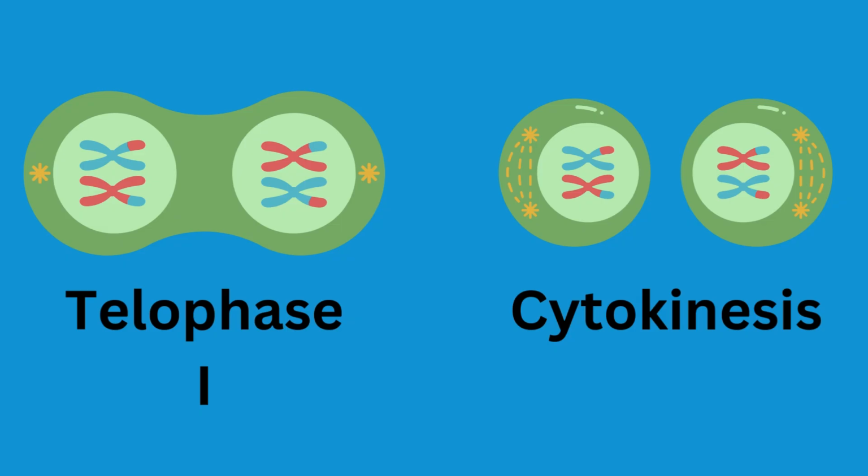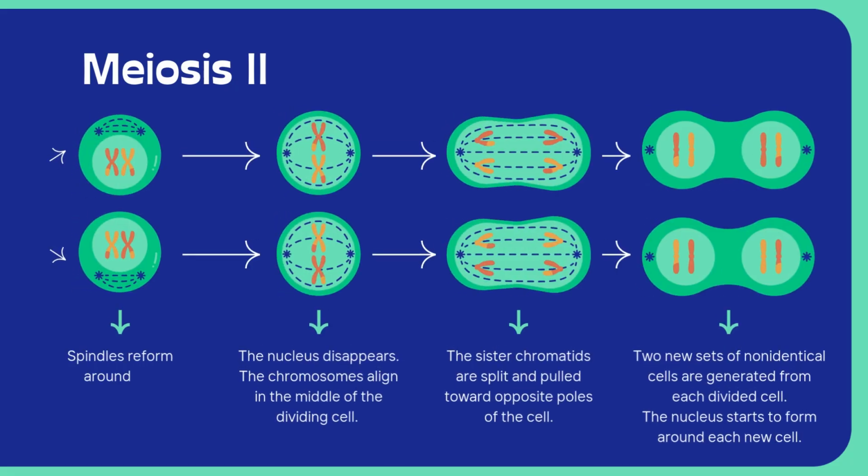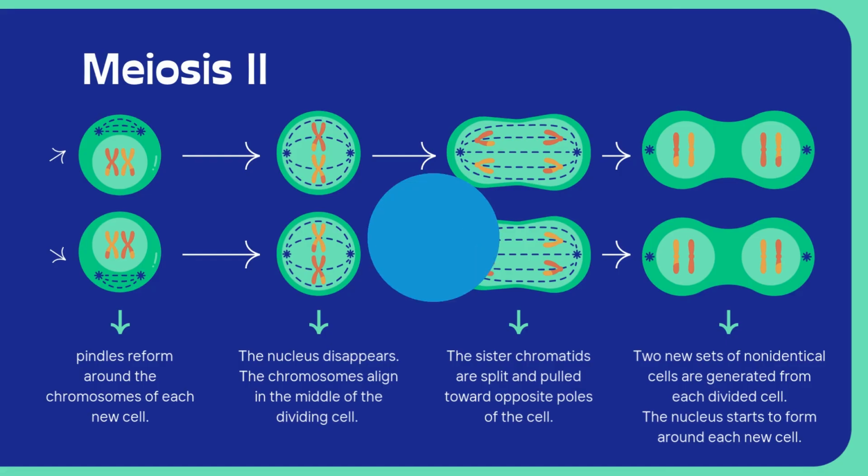So, the two haploid daughter cells thus formed enter interphase 2. In interphase 2, the S phase is missing because we don't have to duplicate the DNA. As I described earlier, there is no further DNA replication during interphase 2. So the cell enters meiosis 2. It is similar to mitosis and is divided into prophase 2, metaphase 2, anaphase 2, and telophase 2.